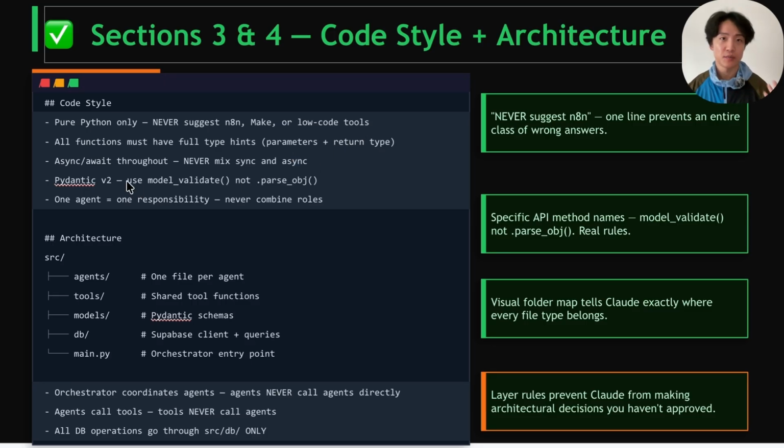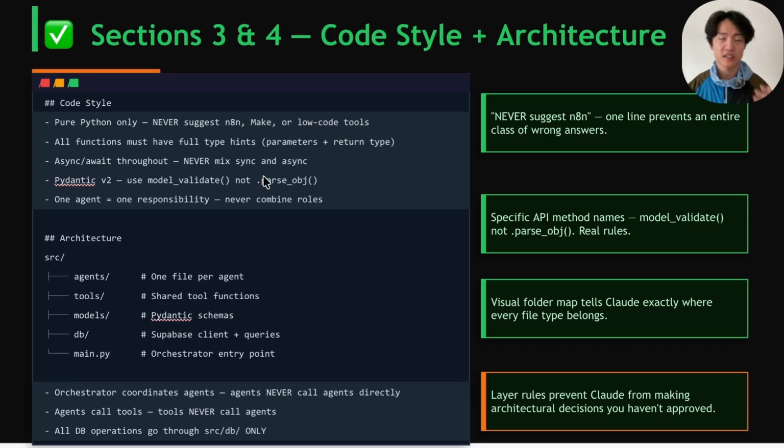Pydantic v2: use model_validate, not parse_obj. So that is a real API method. Claude knows exactly which one to use and which one to avoid.